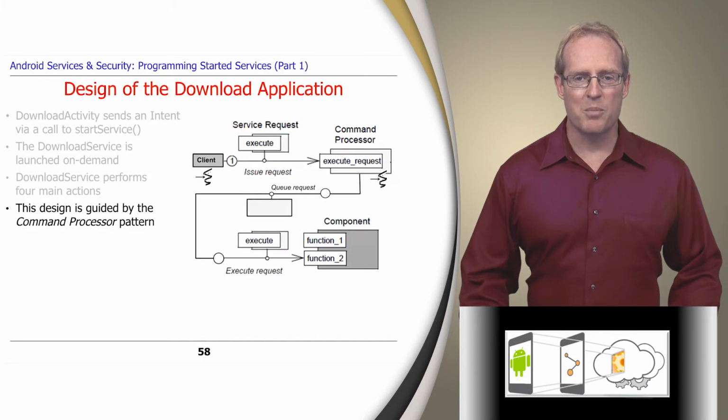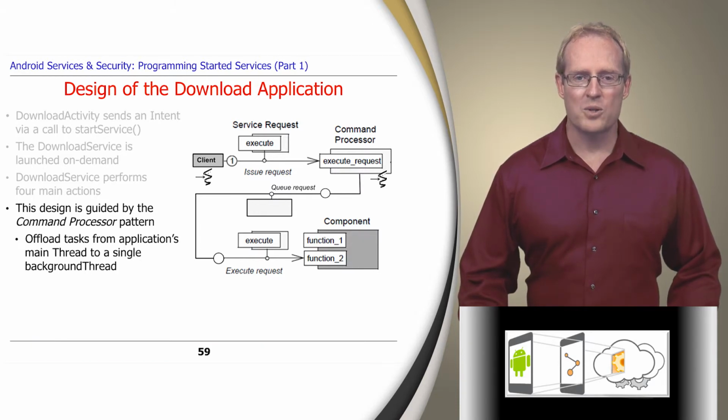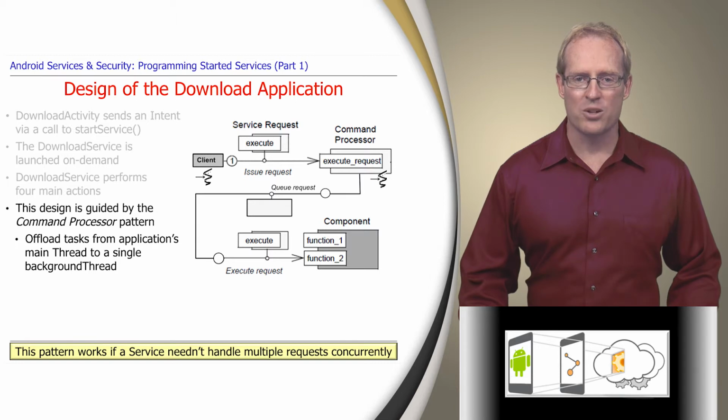This design is guided by the command processor pattern, which packages a piece of application functionality and parameterizes it in an object so it can be executed in a different thread or process, as described here. The download service applies this pattern to offload tasks from an application's main thread to a single background thread, which works well if a service needn't handle multiple requests concurrently.